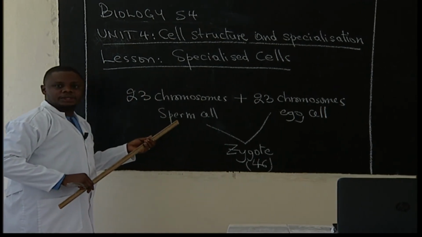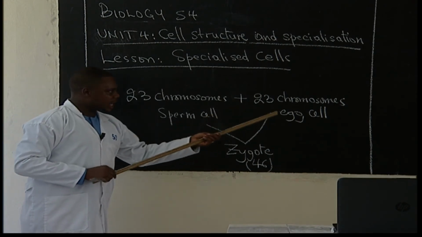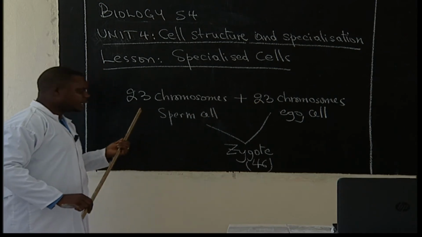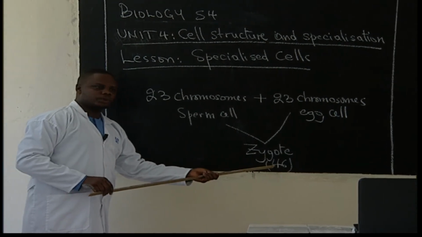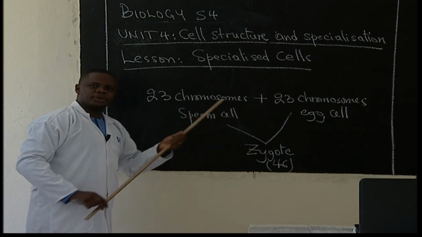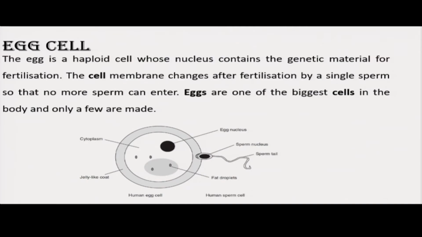Sperm cell is haploid. It has half the number of chromosomes. The egg cell is haploid. It has half the number of chromosomes, 23 and 23, and they combine together to form the 46 chromosomes of a zygote. This one is a diploid cell. These are haploid cells. So the egg cell having 23 chromosomes is an adaptation.